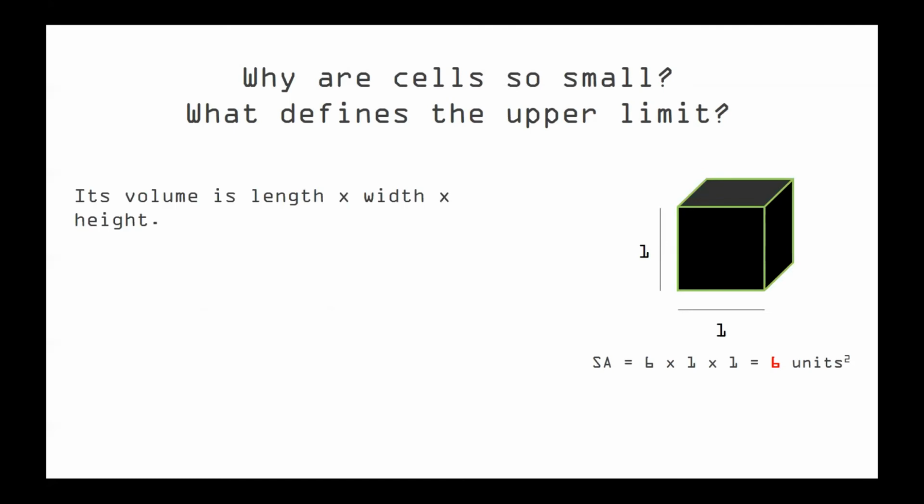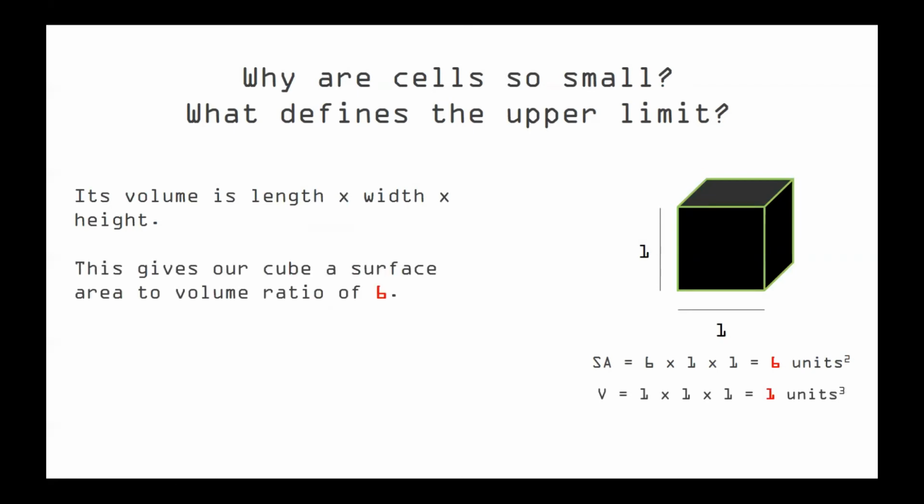The volume of this cube is going to be the length times width times height, okay, which gives us length with height, 1 unit cubed. Okay, so this gives us a surface area to volume ratio of 6. So surface area to volume ratio is 6. Okay, so what we're going to be looking at is the surface area to volume ratio, and let's just say that the surface area to volume ratio 6, we'll define that as the limit to stay alive.